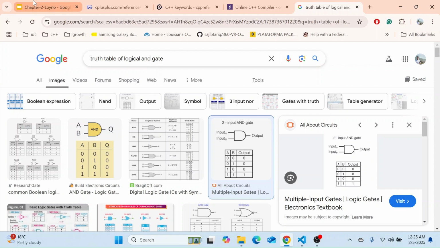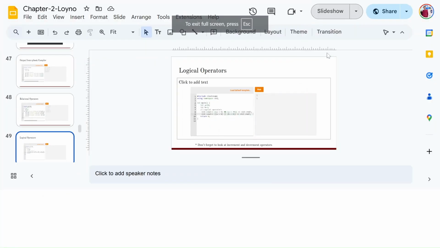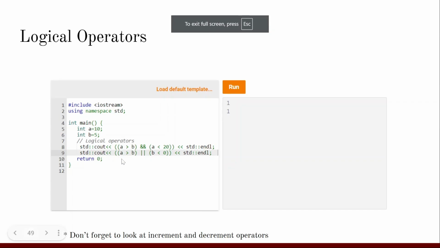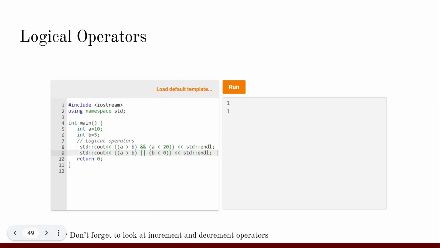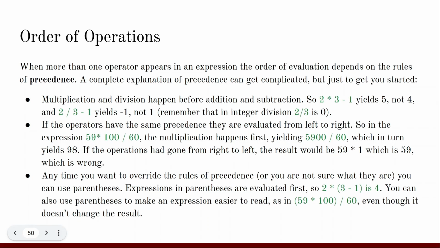And for or, at least one needs to be true. A greater than b, true, but b is less than 0? No, it's greater than 0, it's 5. That is false, but 1 0 1, at least one needs to be true. We will look at some real examples later in this course, but just try to understand some concepts at this point. Alright, so then what is the order of operations?